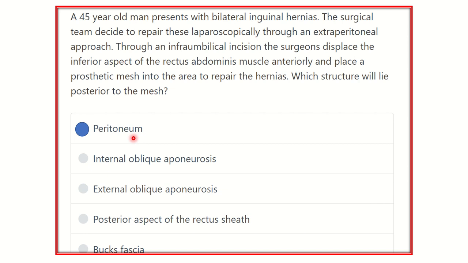of the rectus abdominis there are three important structures: fascia transversalis, extraperitoneal connective tissue, and parietal peritoneum. So our answer will be the parietal peritoneum, because the parietal peritoneum is located posterior to the rectus abdominis muscle. So it is our final answer, and this point is also important: in the infraumbilical incision, there is no posterior layer of the rectus sheath.